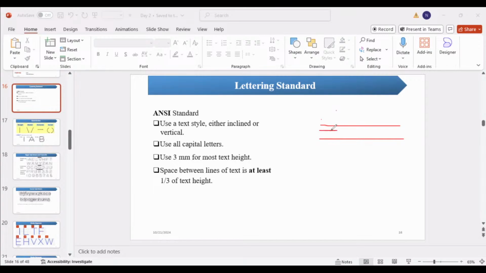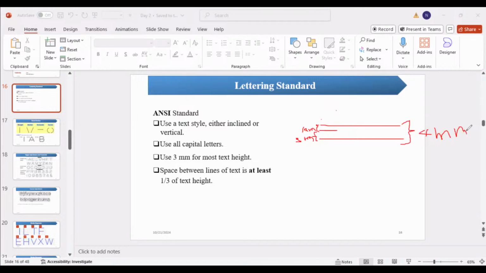If the text height is 3 millimeter, 1/3 of text height means there is 1 millimeter there. This should be 3 millimeter. That means the line space within two lines is 4 millimeter.